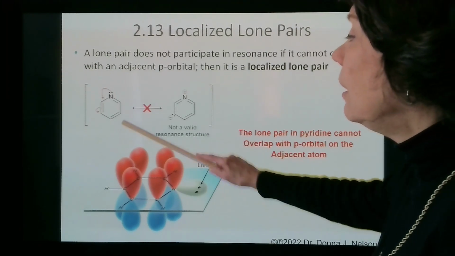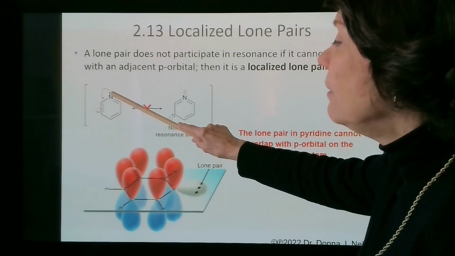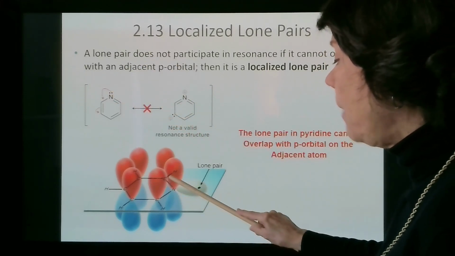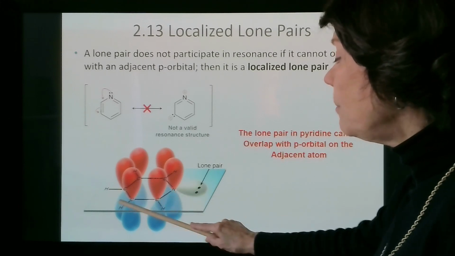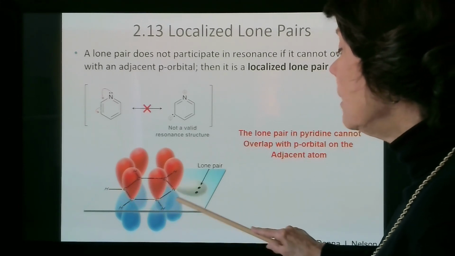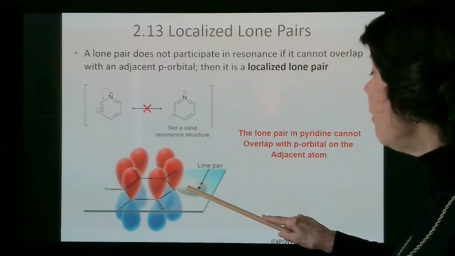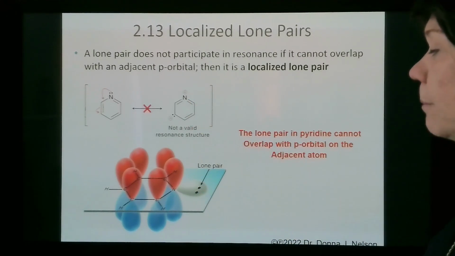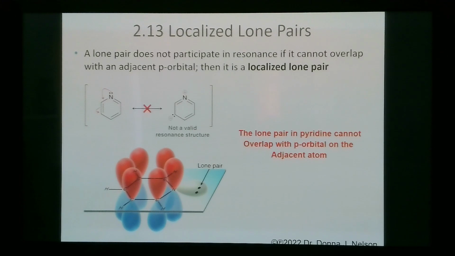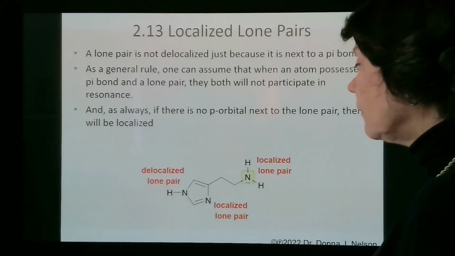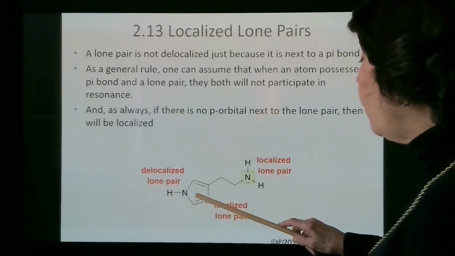Okay, so notice here you have the pi system. On this nitrogen, that pair of electrons is orthogonal to the pi system. It is lying in the plane of the carbon skeleton. So it is perpendicular to the p orbitals. So there is no overlap at all. So this would not be a valid resonance structure. A lone pair is not delocalized just because it is next to a pi bond.